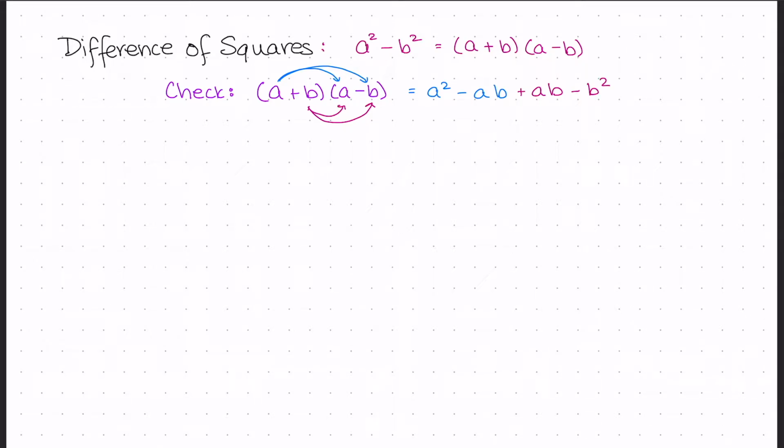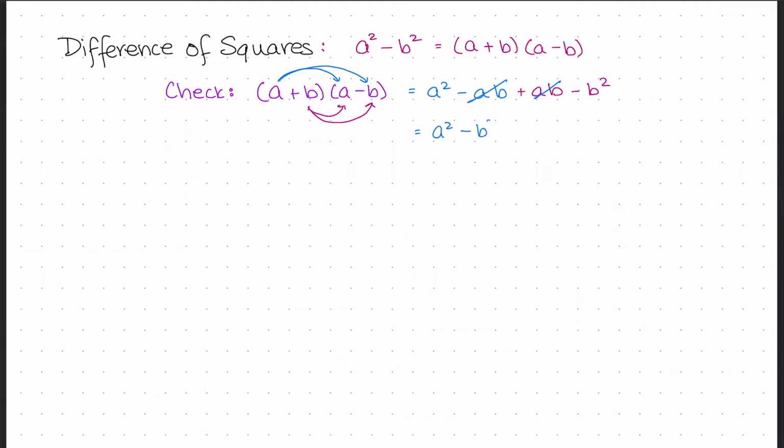And if we take a look at this, we can see that we have these two terms in the middle that are like terms and they're opposites. So negative ab plus ab is a zero pair, and so they're going to cancel out to equal 0. And then that just leaves us with a squared minus b squared, which is the difference of squares.